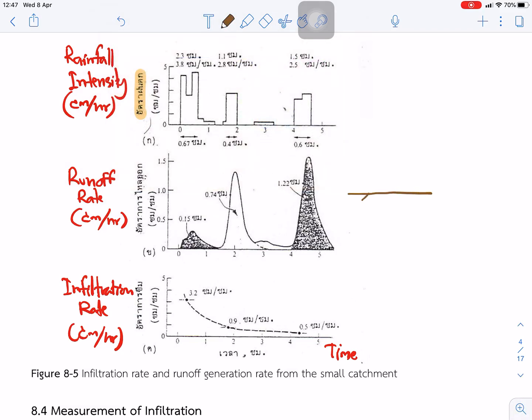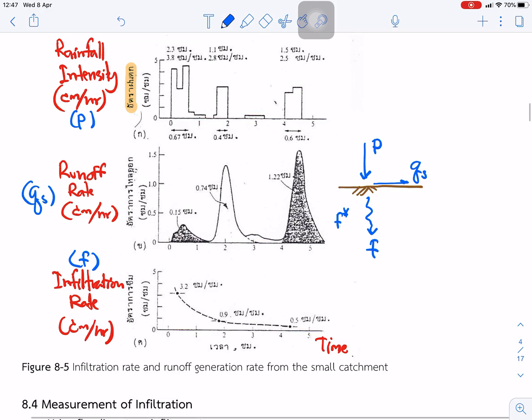Here is the ground surface. The rainfall is coming, and the infiltration through the ground. And this is F star, the maximum infiltration, and some part of the water flows out on the surface. If it cannot infiltrate, we call it QS. So this is QS. So that is the relationship.